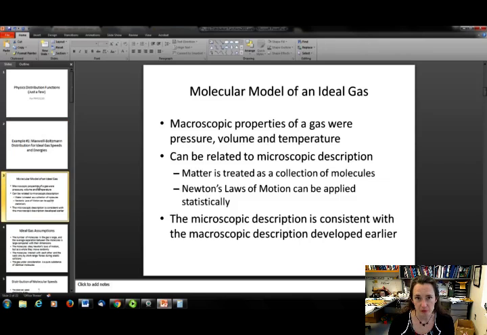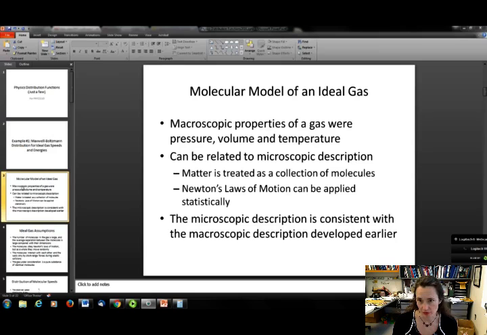So you're probably familiar with the ideal gas law: PV = nRT, where P, V, and T are the state variables, pressure, volume, and temperature, n is the number of moles, and R is the gas constant. The idea is that we can relate the molecular model of an ideal gas to these macroscopic properties. So let's say you have a mole, 6.022 times 10 to the 23rd, of atoms of an ideal gas.